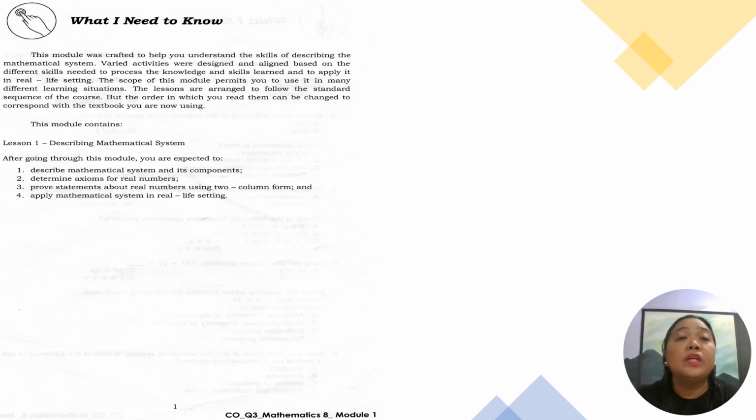So, after the end of this module, you are all expected to, number 1, describe mathematical system and its components. Number 2, determine axioms for real numbers. Number 3, prove statements about real numbers using a 2-column proof. And number 4, apply mathematical system in real-life settings. Now, I think you're all set to begin this module.